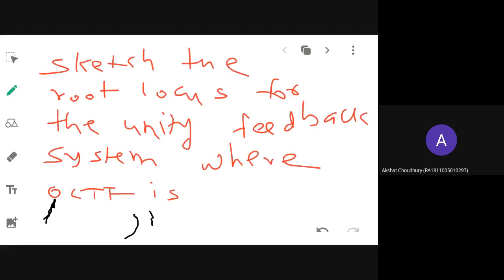Are all of you having graph paper with you, soft or hard? Answer from your side. Yes, ma'am. Akshat is giving the answer. What about the rest? Yes, ma'am.